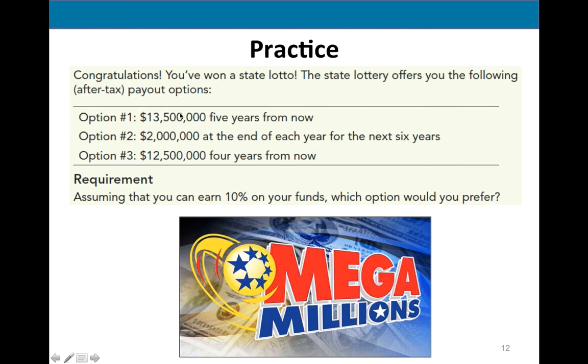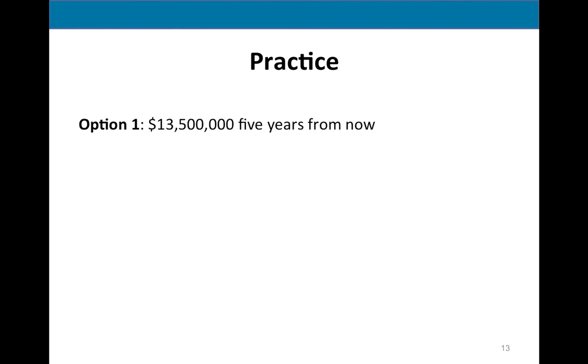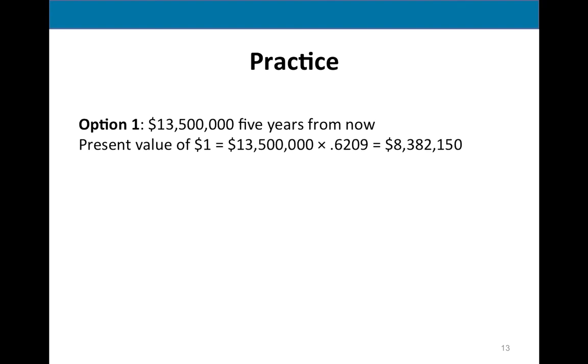So we have to discount option 1, that's a lump sum. We have to discount option 3, that's a lump sum. And we have to discount option 2, which is an annuity. Again, I'm looking at the factors, so I'm using the financial calculator. And when I look at option 1, I can get 13.5 million 5 years from now. So today, what is it worth?